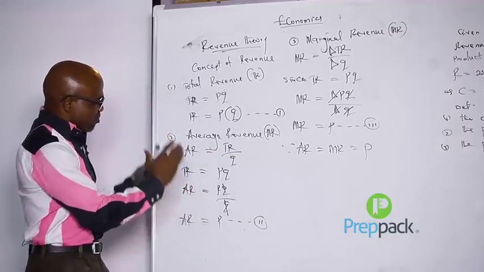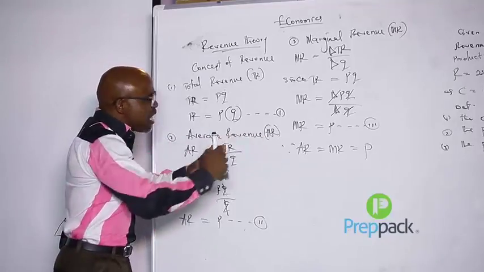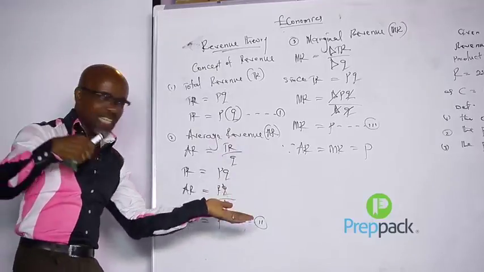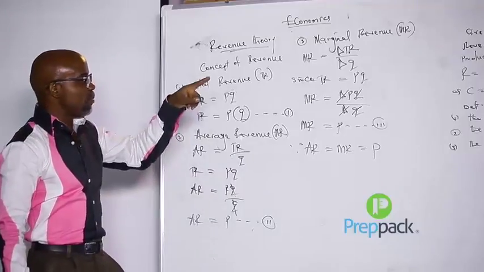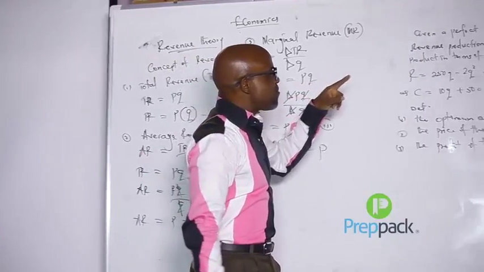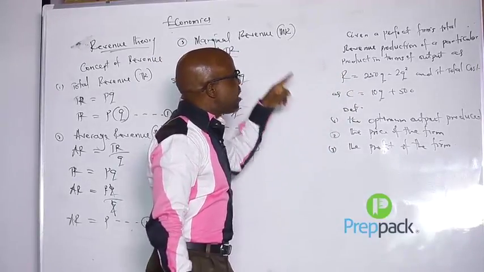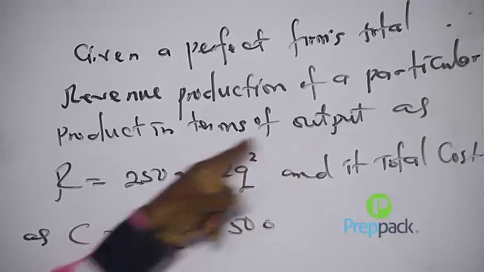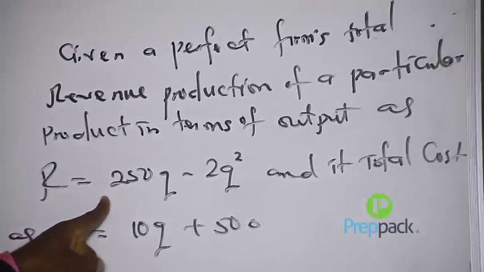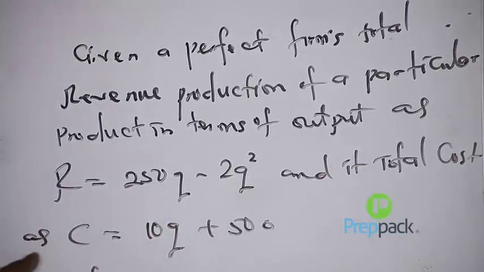Now, let's try to explain certain things here mathematically, briefly, to explain what I've done. We've discussed cost theory in our previous CD. Now we're discussing revenue theory. Now let's merge it together with this simple question. Look up there. It says, given a perfect firm's total revenue production of a particular product in terms of output as R, that means revenue, equals 250Q minus 2Q squared, and a total cost as C equals 10Q plus 500.